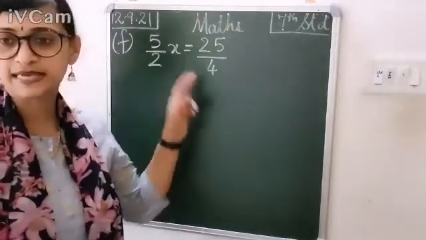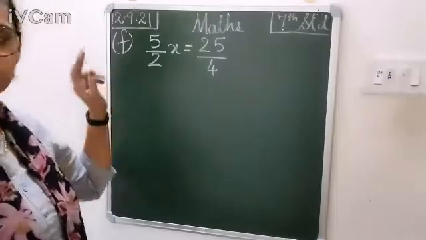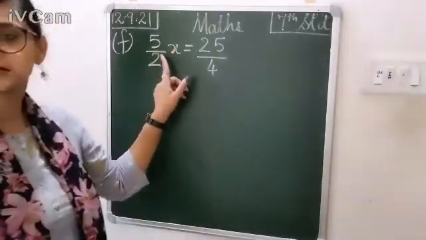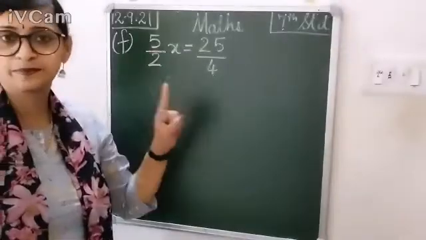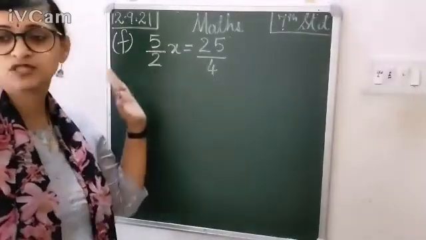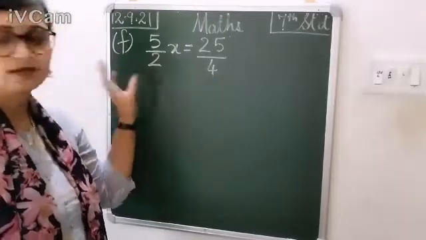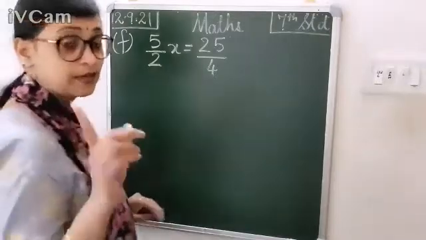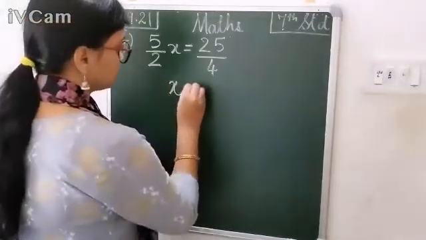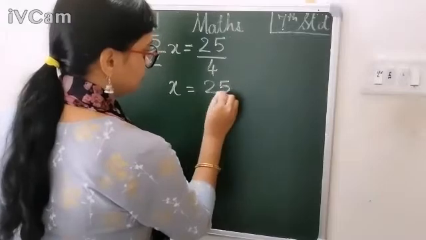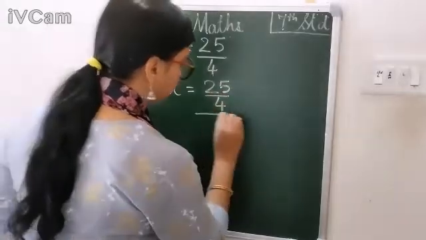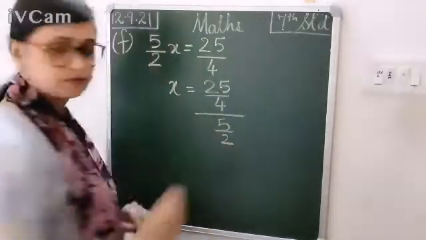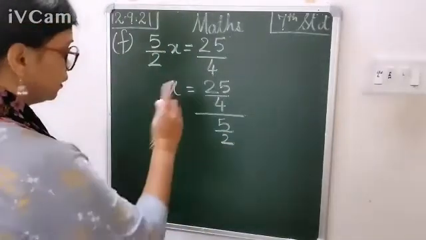So here we will do the second method what we did for the fifth one. Okay, so here you will say, you all know that the sign between 5 by 2 and x is multiplication, correct? So when you transpose this fraction to the right hand side, it becomes division. So which means x is equal to 25 by 4, the whole thing divided by 5 by 2. Correct? Okay. Now what will you do here?